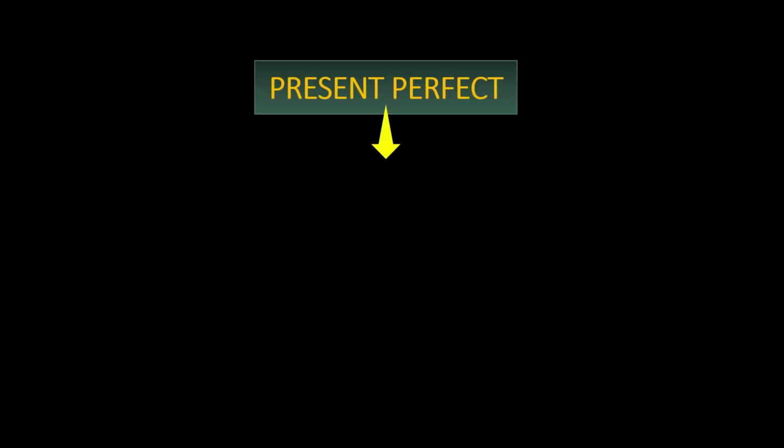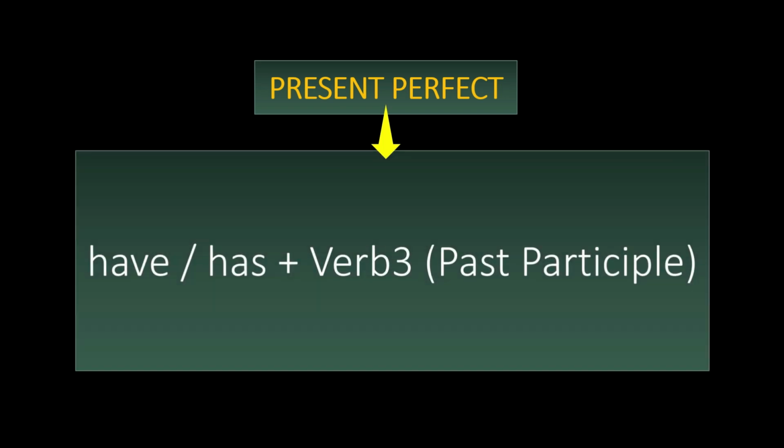Let's first understand the structure of each tense. We'll begin with present perfect tense. The structure is have or has plus verb 3. Verb 3 is also called past participle. Have or has plus verb 3.